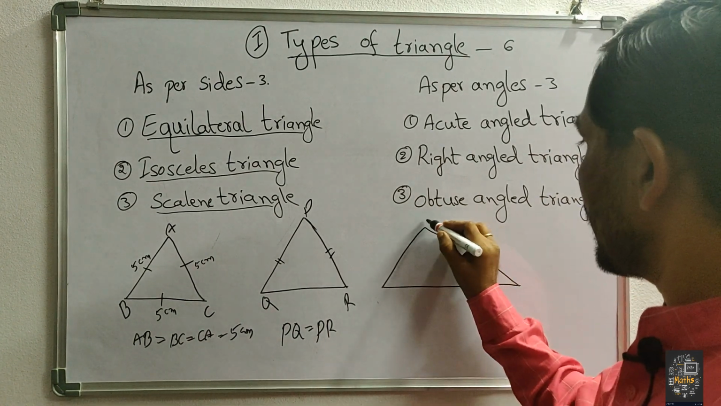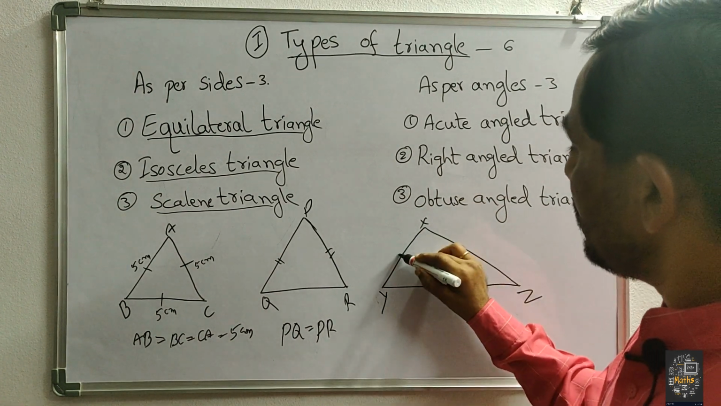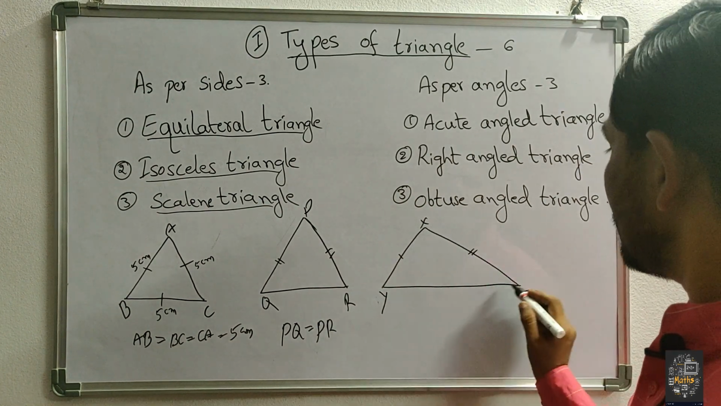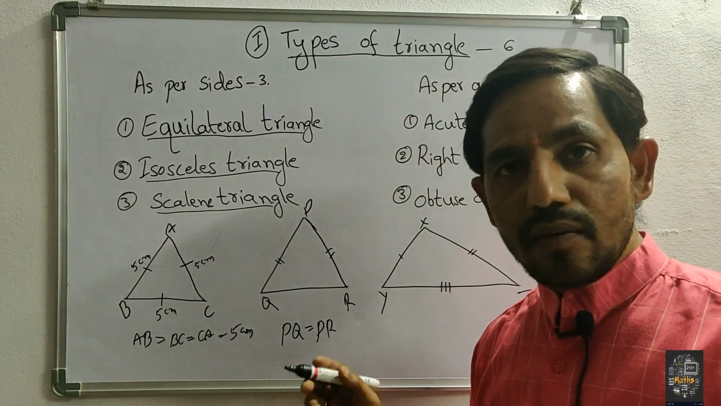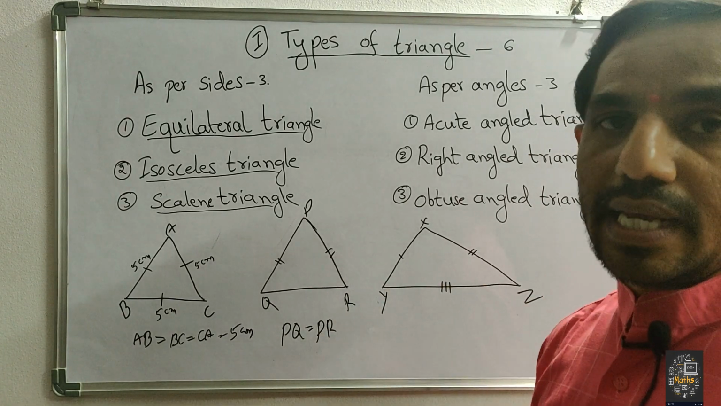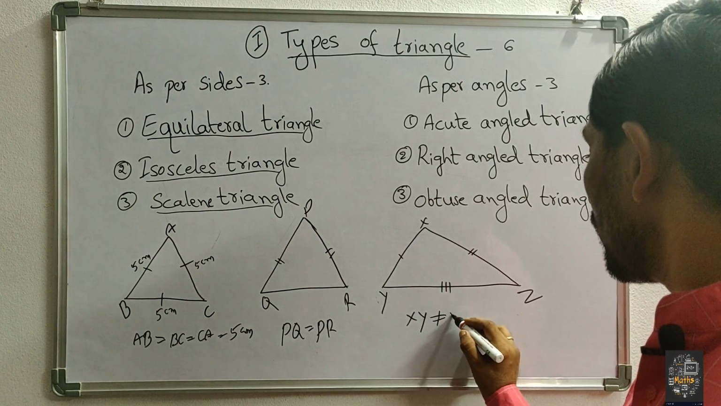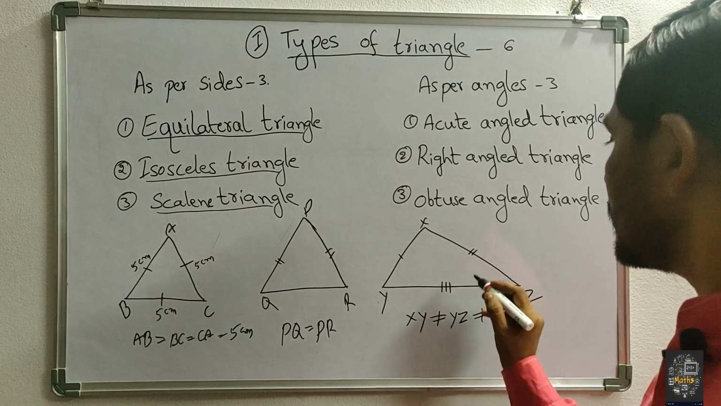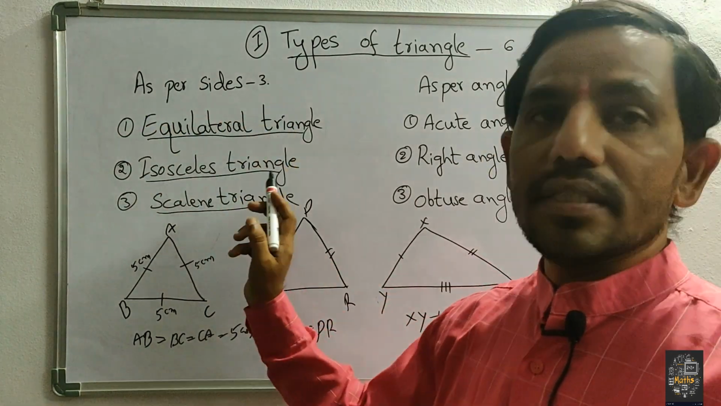This is the scalene triangle, X, Y, Z. Here XY measurement is different, XZ measurement also different, and YZ measurement also different. So here all sides are not equal, that is a scalene triangle. So here XY is not equal to YZ is not equal to ZX. This is a scalene triangle.